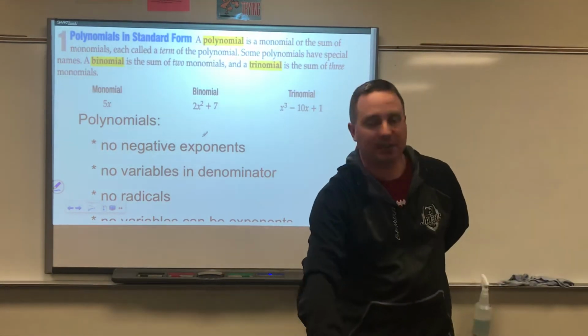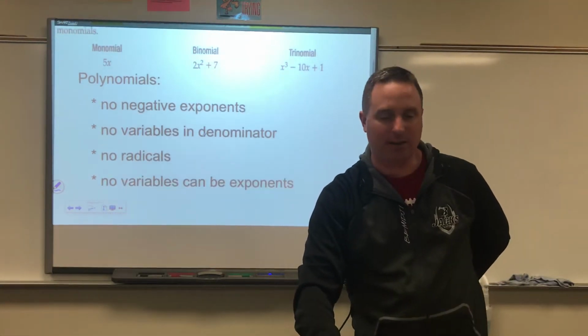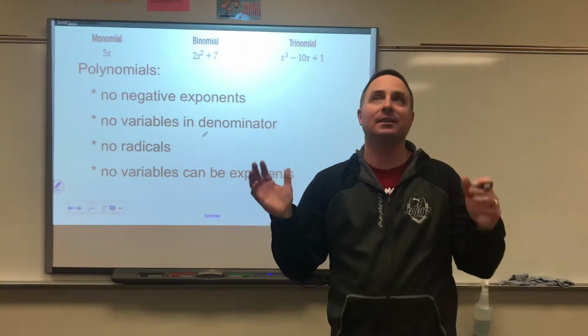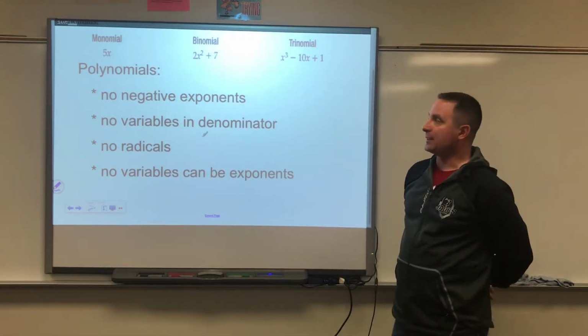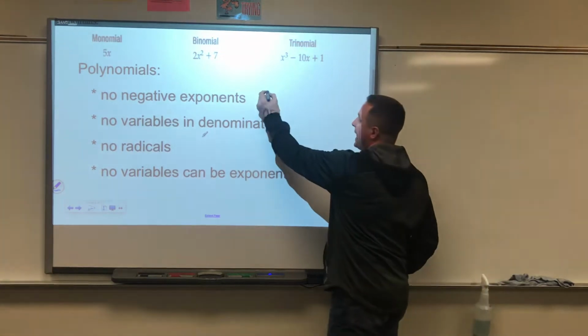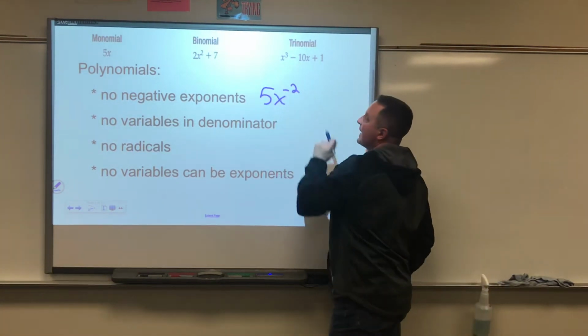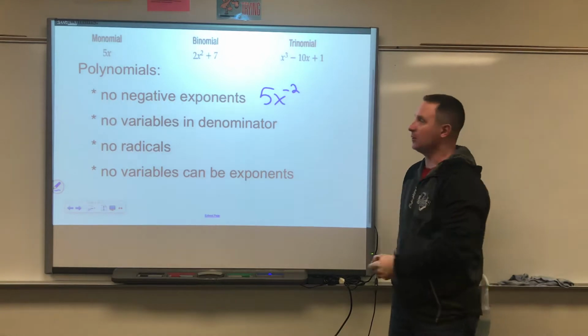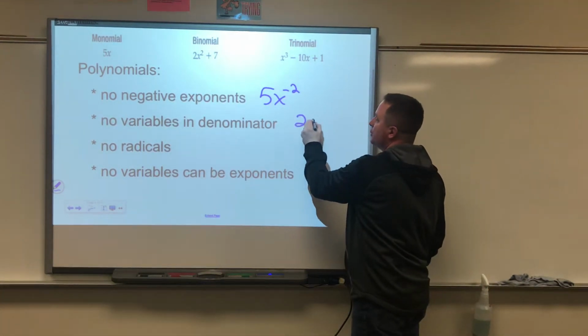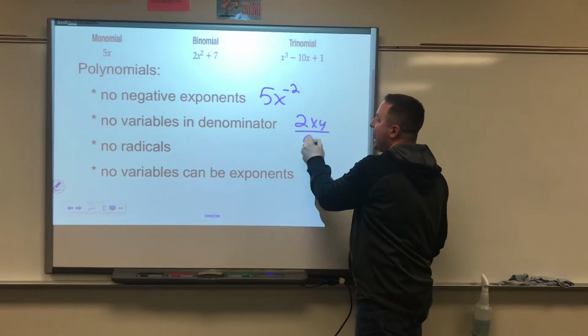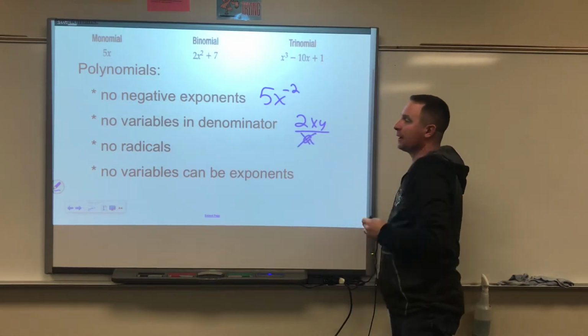Well, I have a little list here of what makes something not be a polynomial. And there's 4 little things. They can't have any negative exponents, so you can't have something like x to the negative second power. We can't have any variables in the denominator. I can't have 2xy over a, for example. Can't have an a down there.